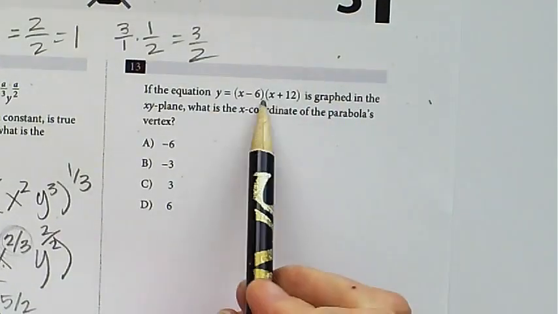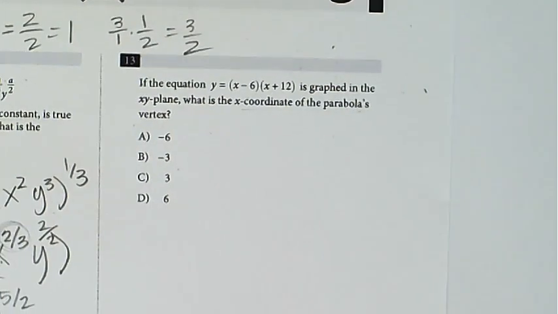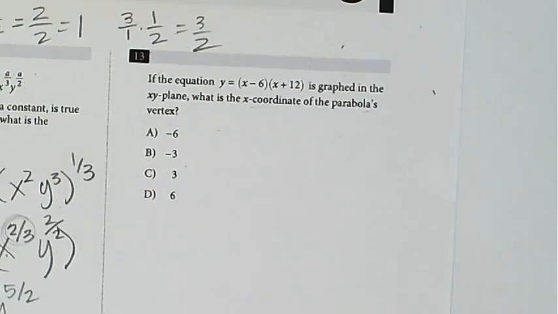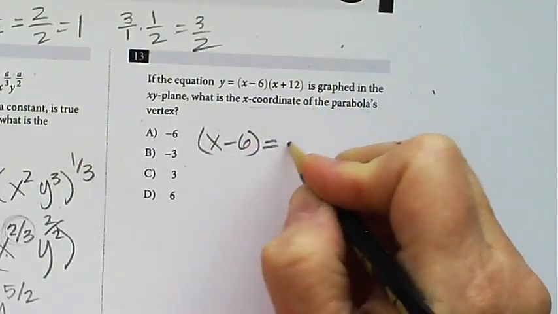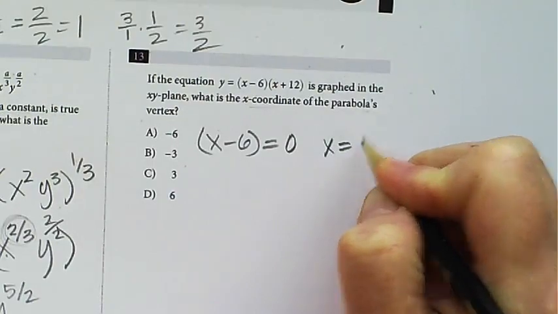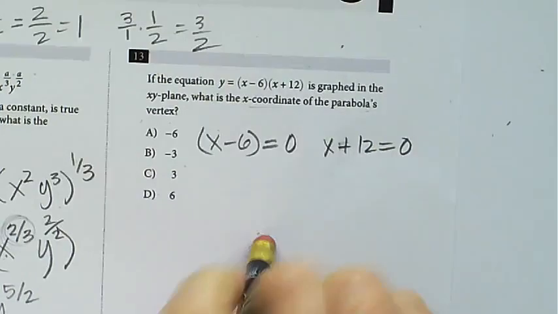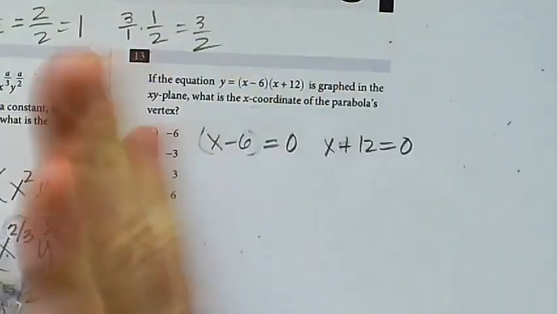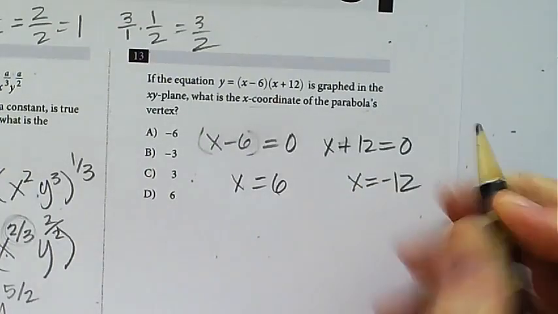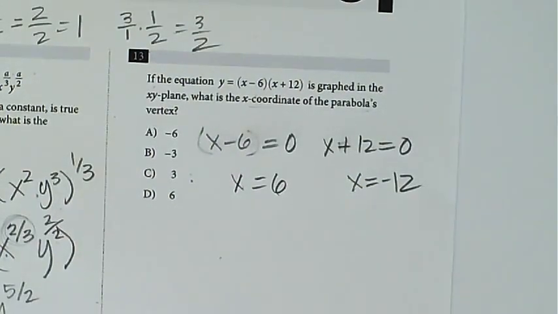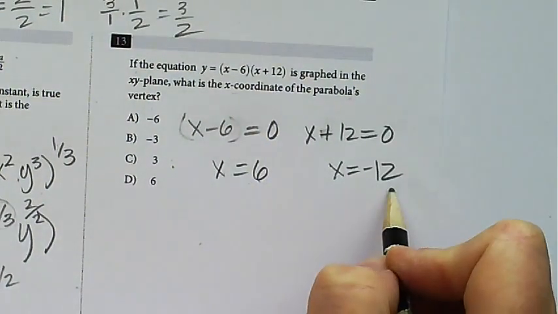For 13, if this equation is graphed in the xy plane, what's the x-coordinate of the vertex? Okay, I'm going to do this quickly. It has already been factored. So I'm going to use zero product property to get the... why did I put parentheses there? I don't know. Okay, zero product property would be x equals 6, x equals negative 12. Now, if you were taking the test, I would not expect you to write that out, but maybe you need that for now. So my two x-intercepts are 6 and negative 12.